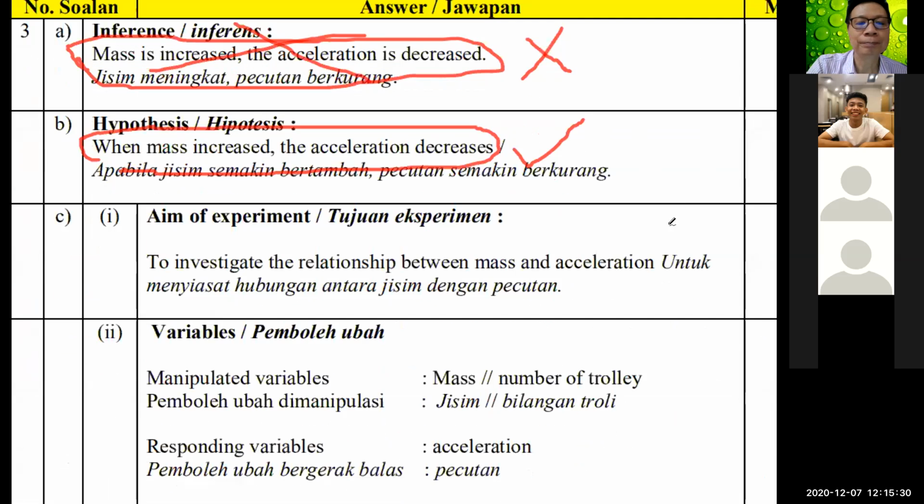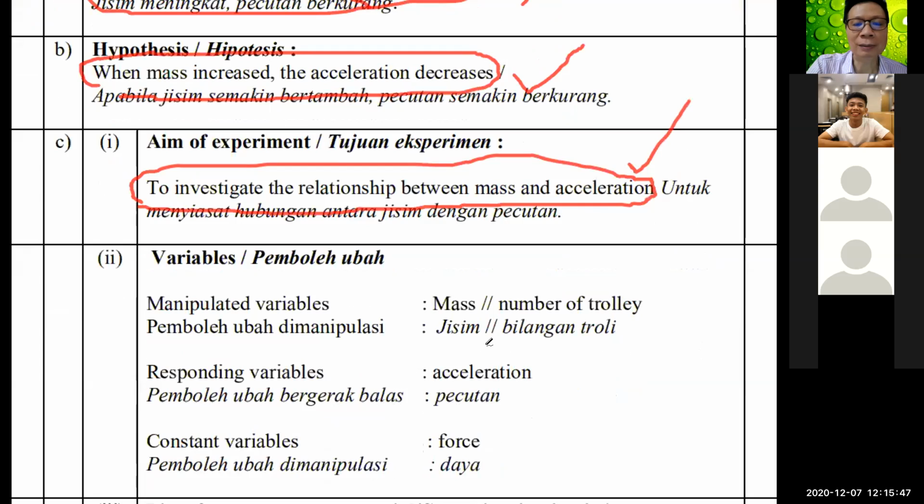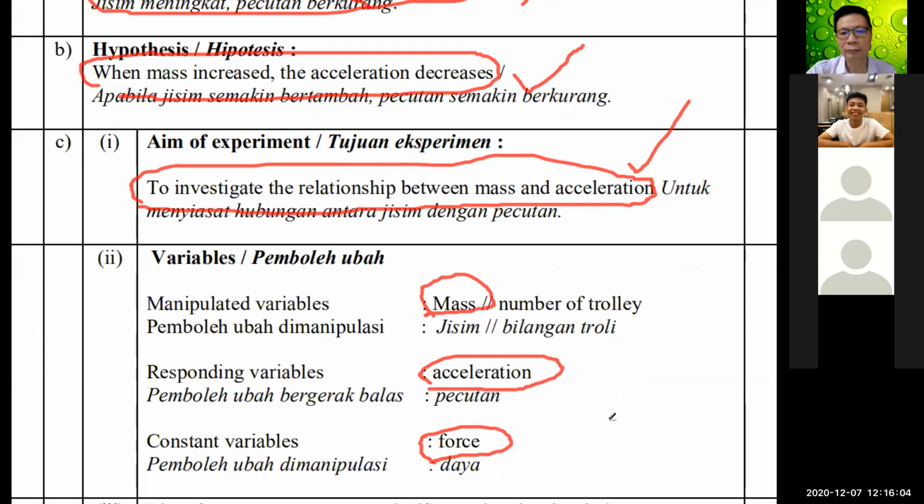Aim: to investigate the relationship between the mass and the acceleration. This one can. The manipulated variable is the mass, you manipulate the mass. The responding variable is acceleration. The constant variable is the force. The force you apply must stay constant, remember. So one mark here, one mark here, one mark here.